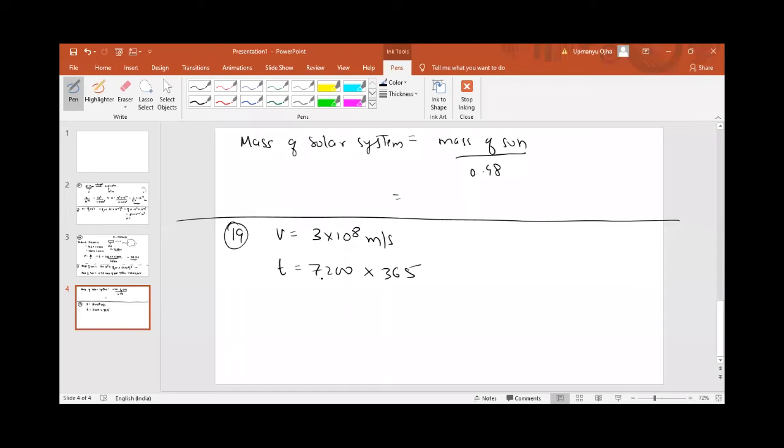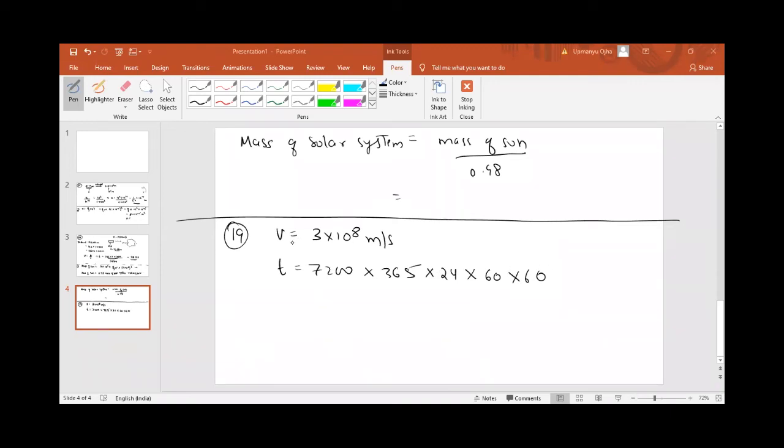See, 7,200 years is taken by the light to reach Earth from that star. If you multiply with 365, we'll get the number of days. From the number of days, what can we get? The number of hours. So in one day, how many hours are there? 24. Now in 1 hour, how many minutes are there? 60. How many seconds are there? 60. So that is the time taken by the light to reach Earth from that star.